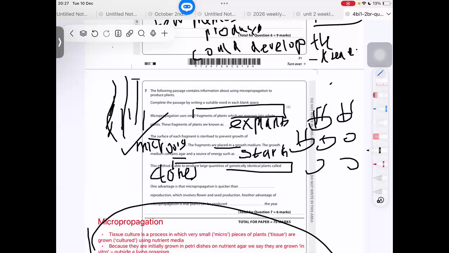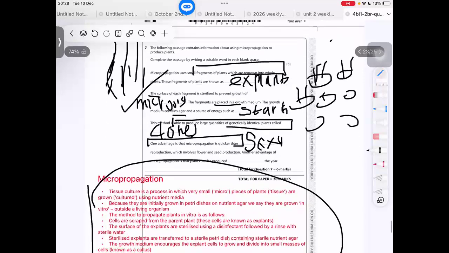It's called clones. One advantage is that micropropagation is quicker than? Sexual reproduction. Yes, sexual reproduction. Why? Because micropropagation is a type of asexual reproduction. There is no male, there is no female, there is only one parent plant involved. So that sort of reproduction is called asexual reproduction, and micropropagation comes under that.